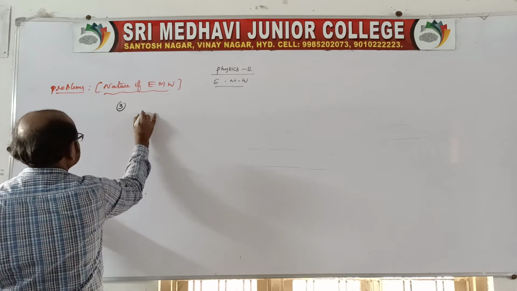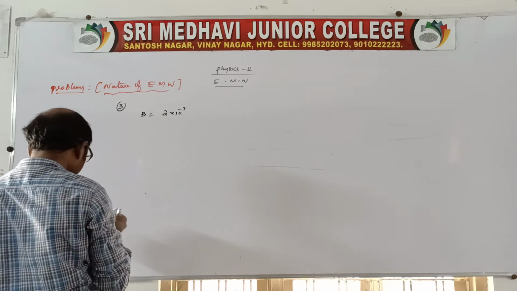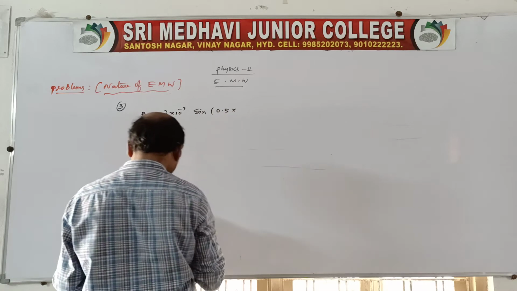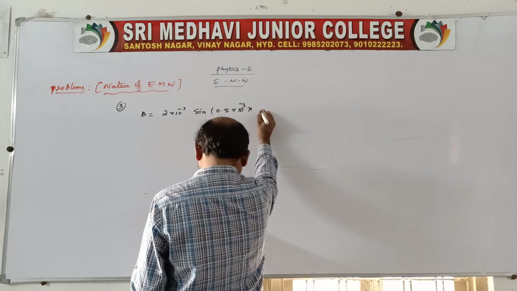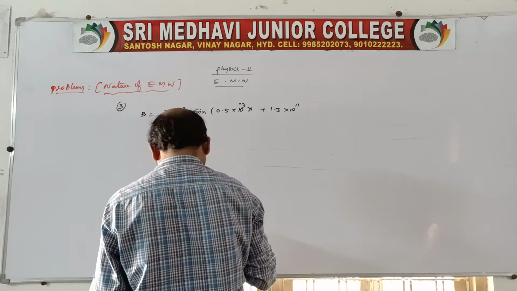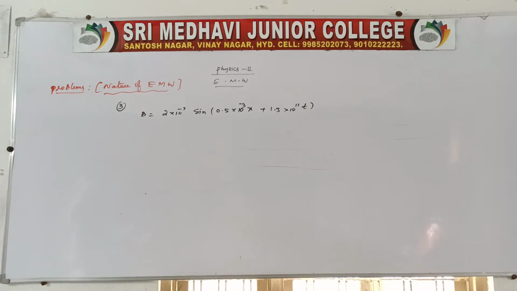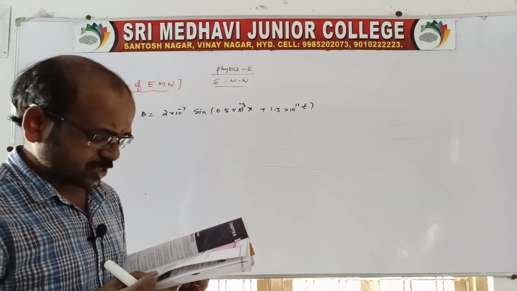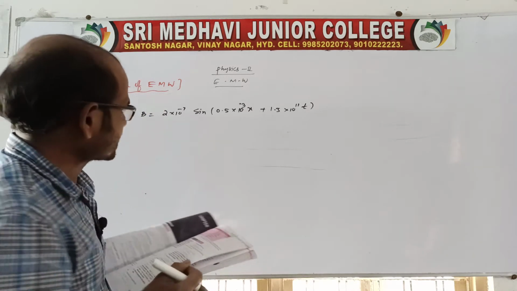B is given as 2 into 10 power minus 7 Tesla, sine of 0.5 into 10 power 3 x plus 1.5 into 10 power 11 into t. So this is the given B. See the question properly.